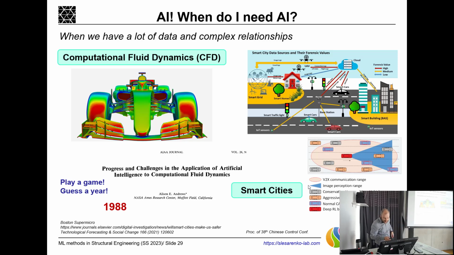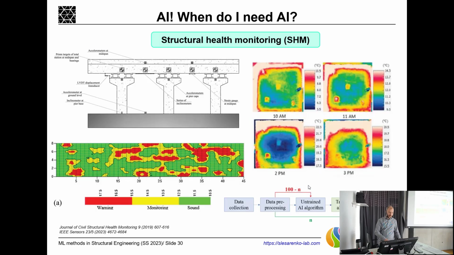And this is another example from traffic management, where we have a car that needs to predict the behavior of an aggressive human-driven vehicle. So again, it is very important to use artificial intelligence in this field of smart cities, because otherwise you will be absolutely overwhelmed with the amount of data that you cannot process.